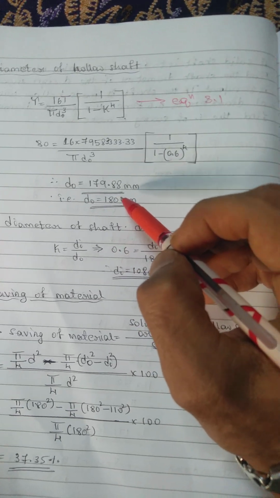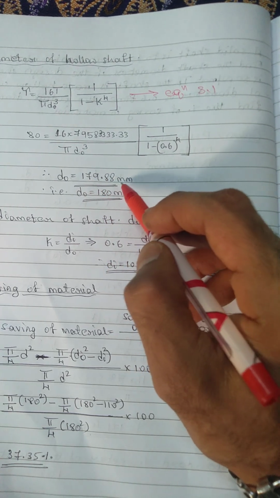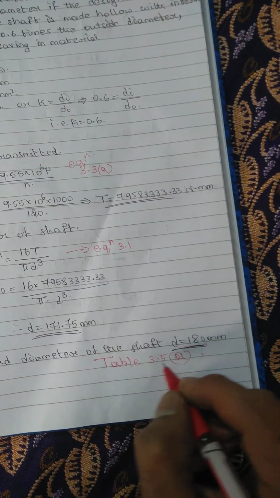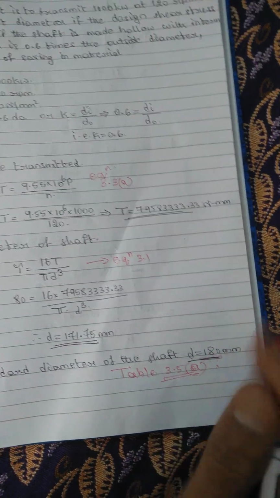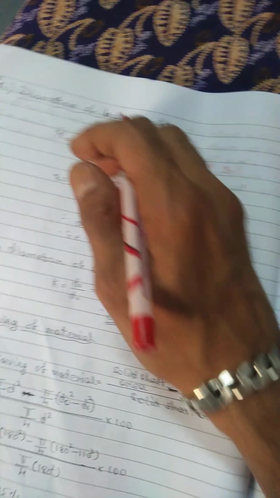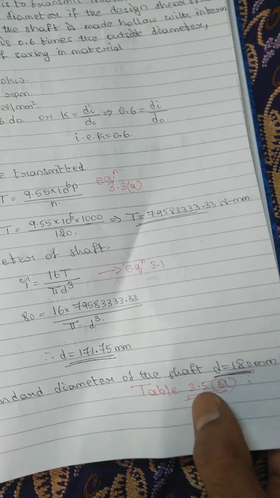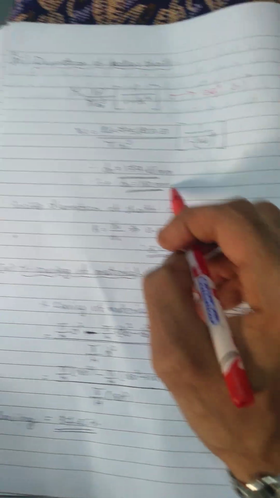You will get the outside diameter of the hollow shaft as 180 millimeter. 180 is the standard diameter, because the calculated value is 179.88. In the data handbook table 3.5a, the 171.75 of the solid shaft maps to the standard diameter, and similarly this 179 maps to 180 as the standard diameter.